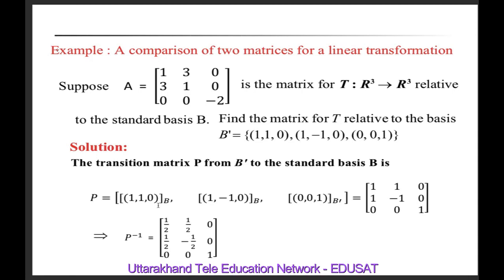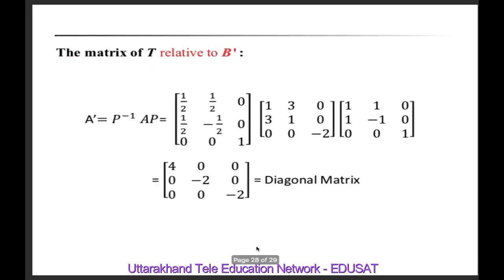P equal to [1, 1, 0; 1, -1, 0; 0, 0, 1]. Now it is easy to calculate its inverse because its determinant is not equal to 0. So it will come out to be [1/2, 1/2, 0; 1/2, -1/2, 0; 0, 0, 1].